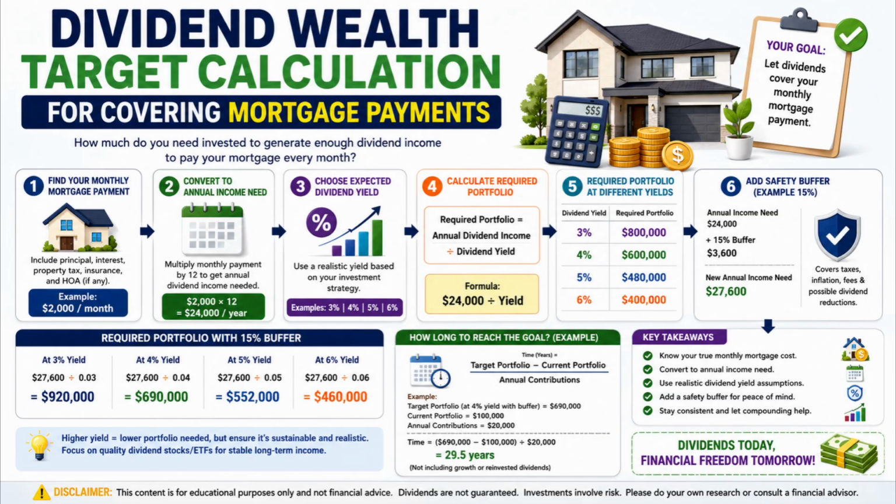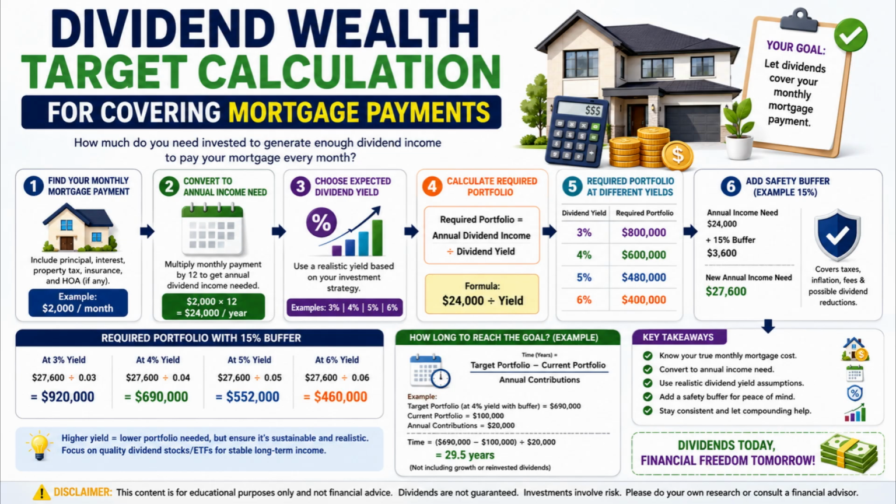First, start by finding your true monthly mortgage payment. This should include more than just the loan payment. You may also need to include principal, interest, property tax, insurance, and HOA fees if applicable. In this example, the monthly mortgage payment is $2,000 per month.